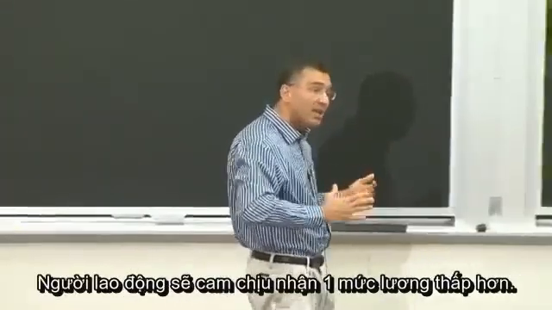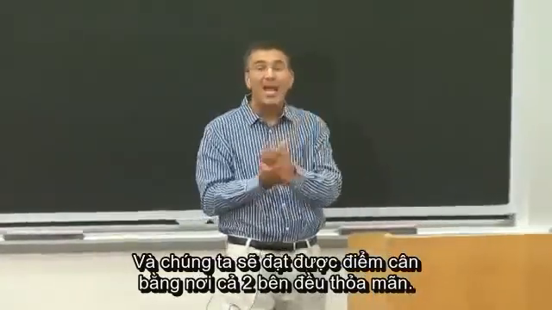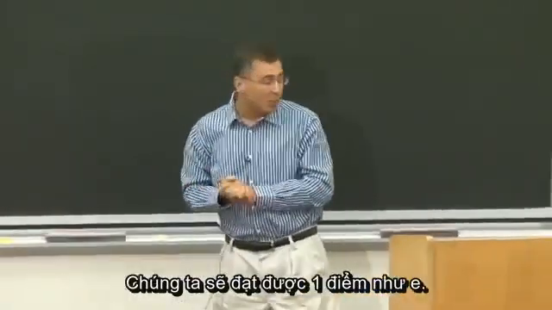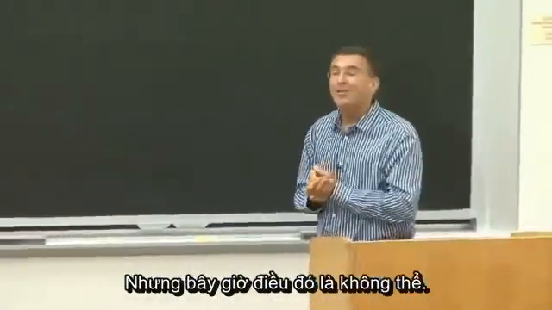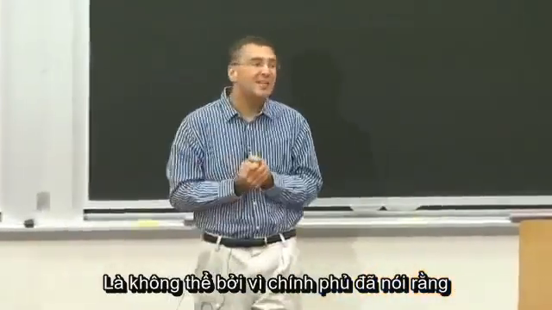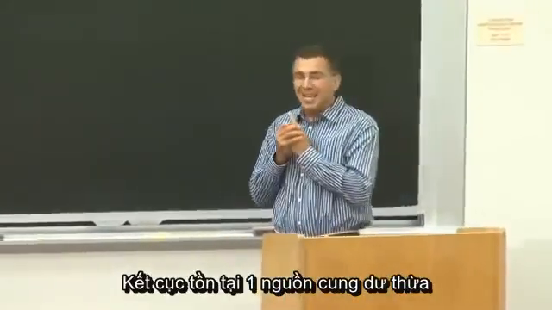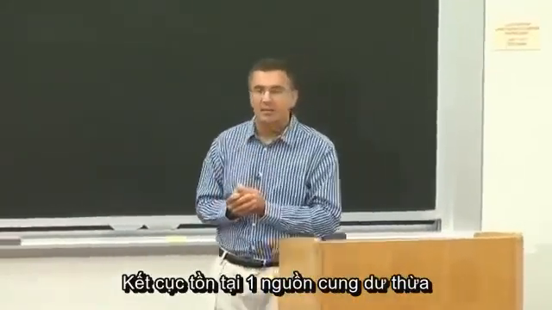Workers would suck it up and get a lower wage. Firms would be happy to pay a lower wage. You'd reach a point where they were happy. Okay? You'd reach a point like E. But you can't now. You can't, because the government has said you can't pay less than W lower bar. So you end up with excess supply.